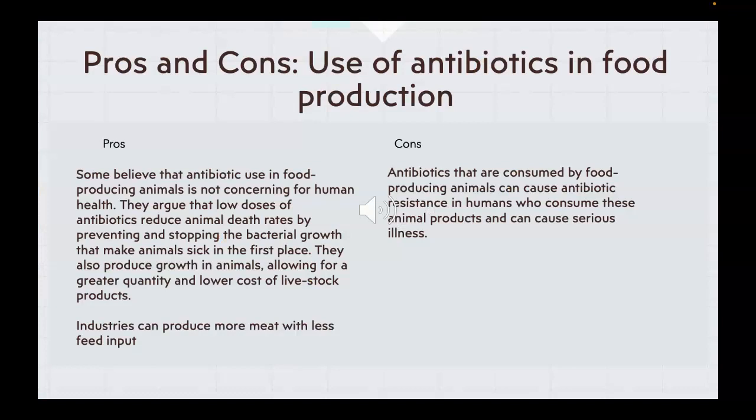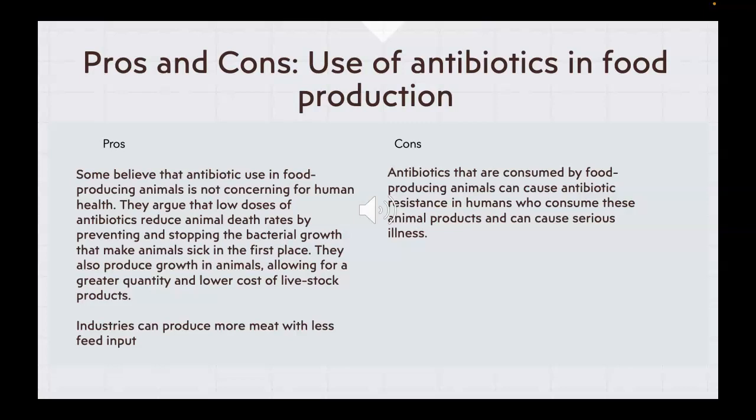This slide discusses the pros and cons of the use of antibiotics in food production. The pros would be that some believe that antibiotic use in food production in the animals is not concerning for human health, and they argue that low doses of antibiotics can actually reduce animal death rates by preventing and stopping the bacterial growth that makes animals sick in the first place.